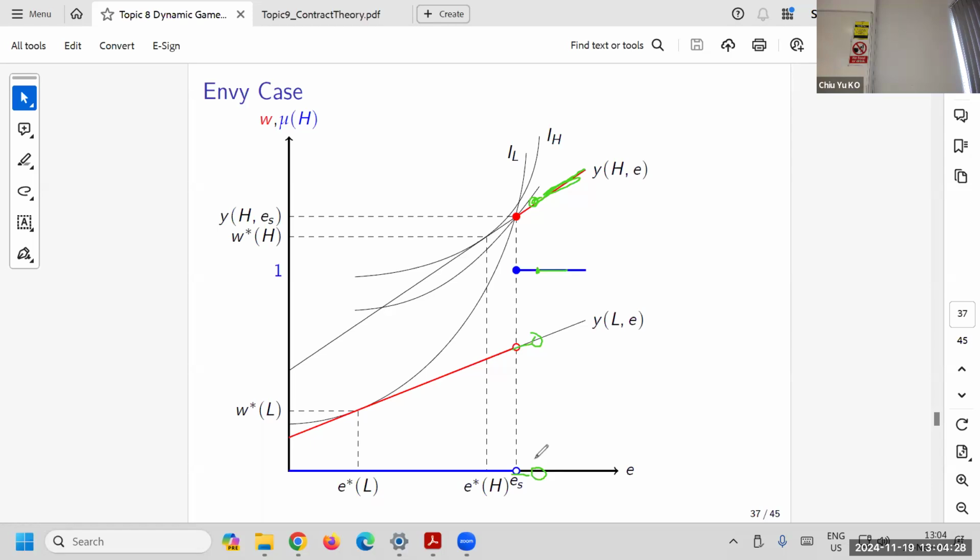Low type, if he obtained more than ES, why would he do that? He is better off by going back to there, right? But there's no point of doing that. Even if the best case scenario is offered by that wage, it can't be better. So it must be the case that when I see a guy who has bigger than ES, it must be high type. It can't be low type. Let me repeat the statement.